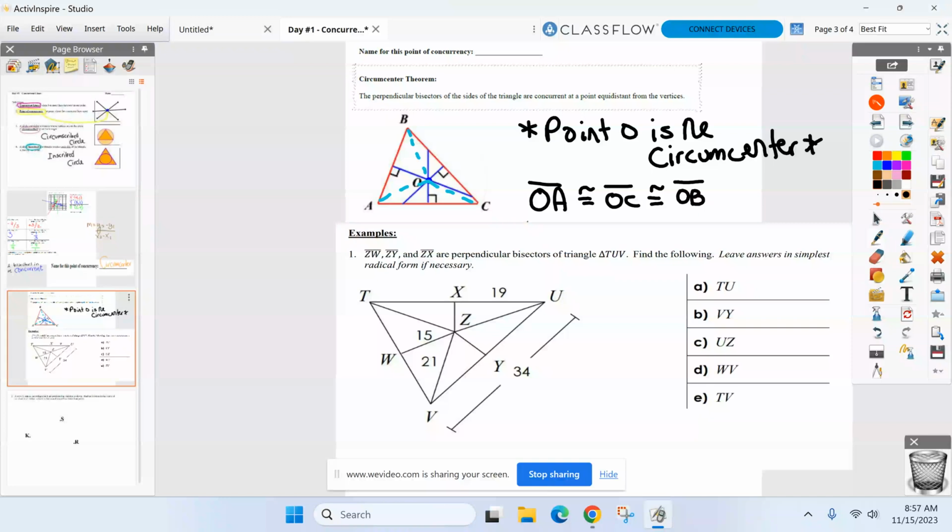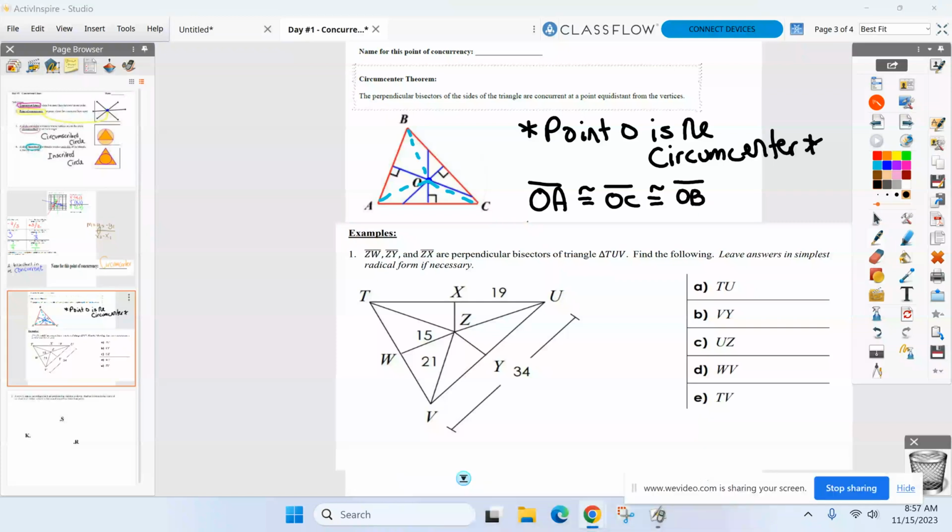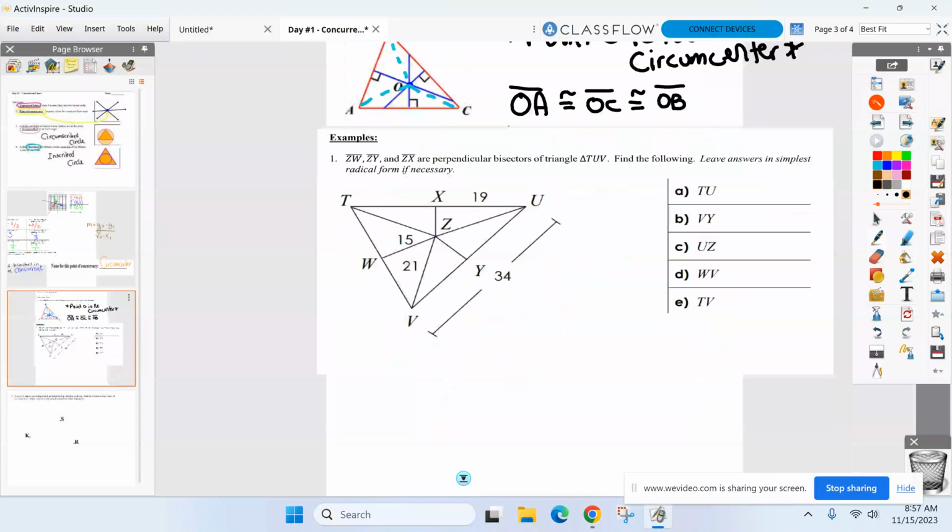All right, we just spent a lot of time figuring all this out. Now we're going to use it with some numbers. Let's see what we got. These three are perpendicular bisectors. Grab a colored pencil. I know this is elementary schoolish, but it's the way I'm going to get it through to you guys.